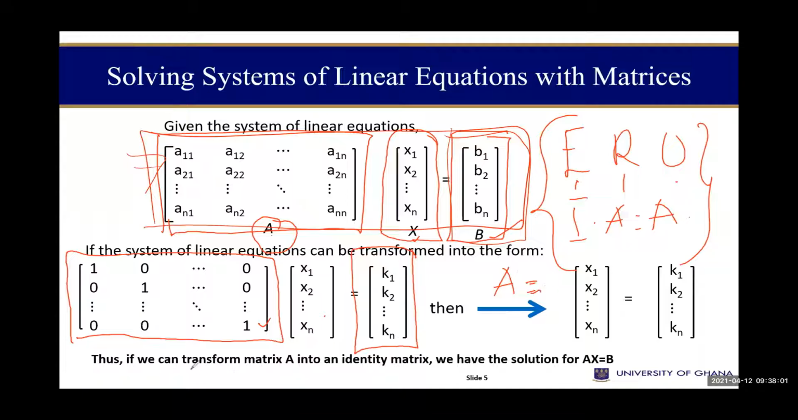Thus, if we can transform matrix A into an identity matrix, then we have a solution for what? A times what? X, which is equal to what? B. In this case, A will be changed to what? An identity what? Matrix. Now let's see further explanation here.